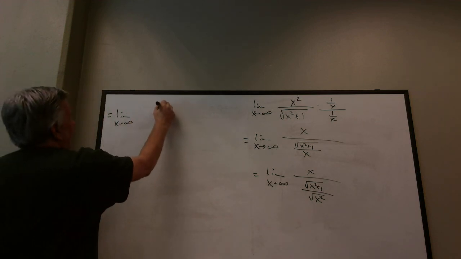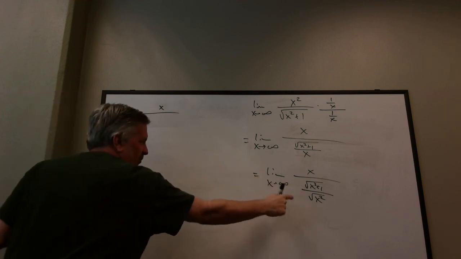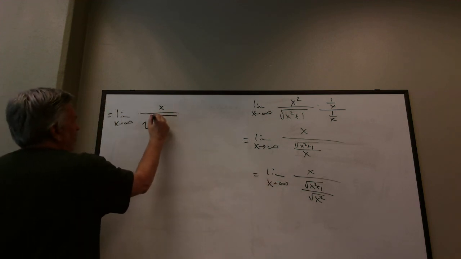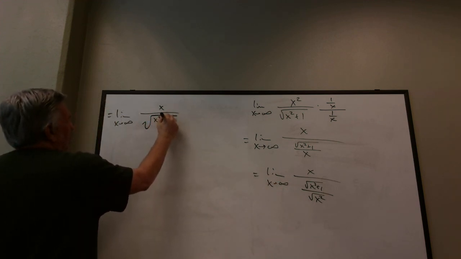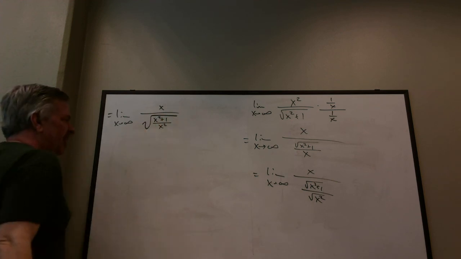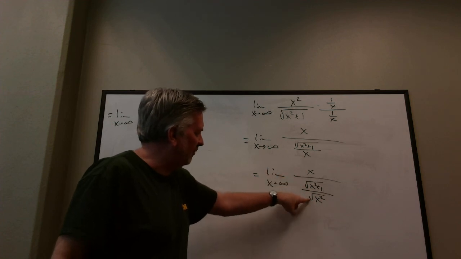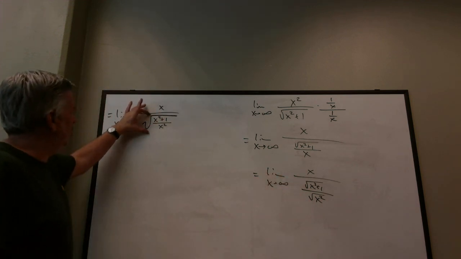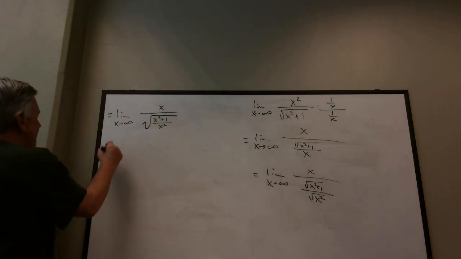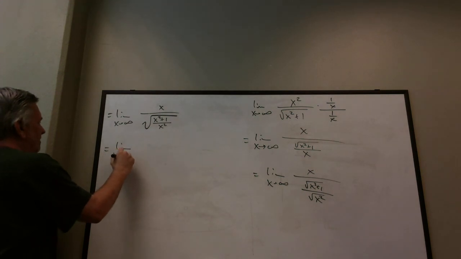So then I get x over, I have a root over a root, so I can write that as the square root of the quotient, x squared plus 1 over x squared. That's why I did that. I rewrote x as square root of x squared to get a root over a root, but a root over a root is a root of the quotient. Now, we're almost done.